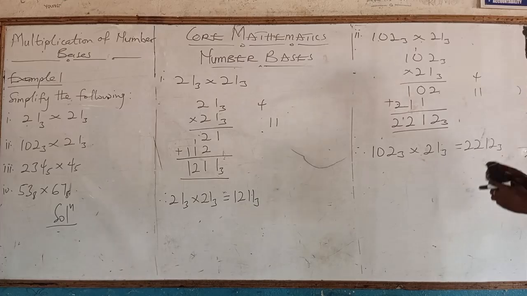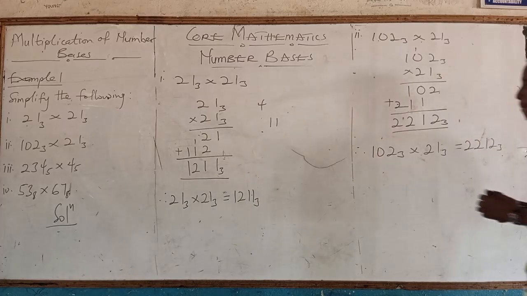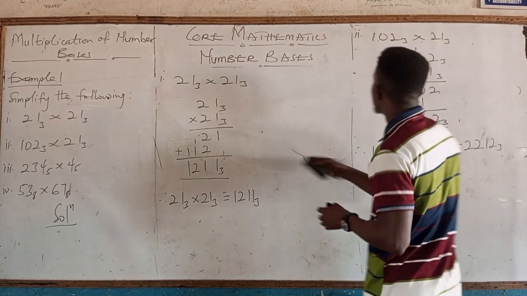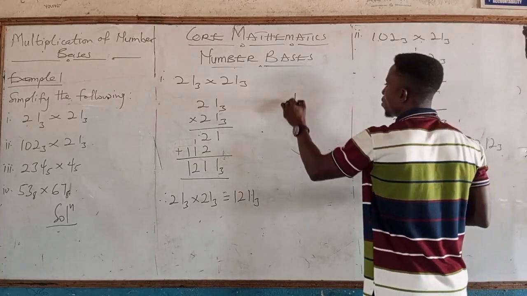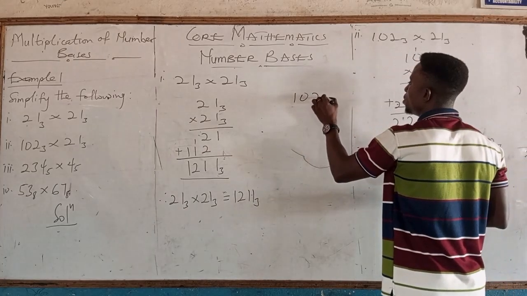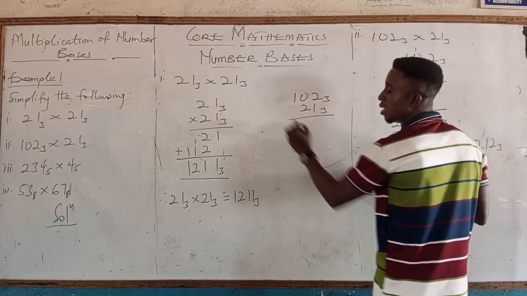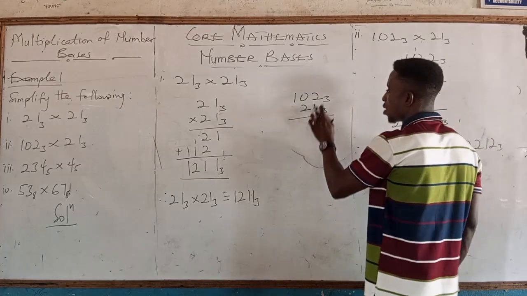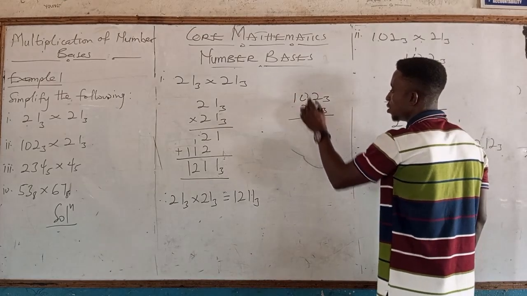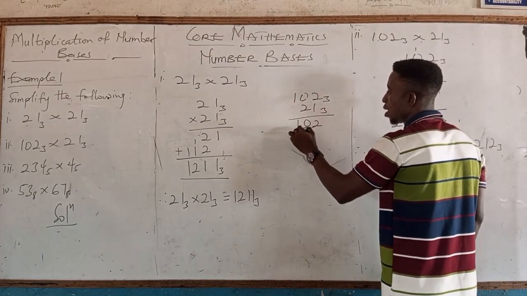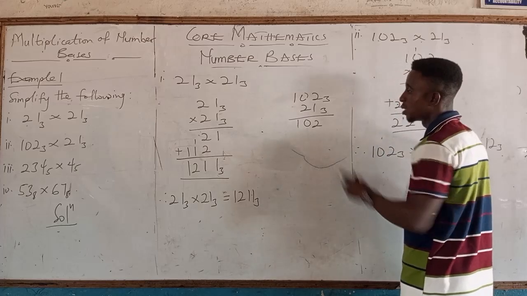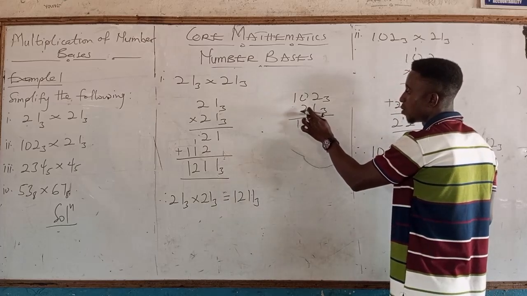So what did I do? The first thing I did, let me work it here again. So I have 102 base 3, then 21 base 3. Are we getting that? Okay. So this one I'll multiply this and I'll get 2, 0, then the 1. Are we okay? Then this one, we're on the second one.